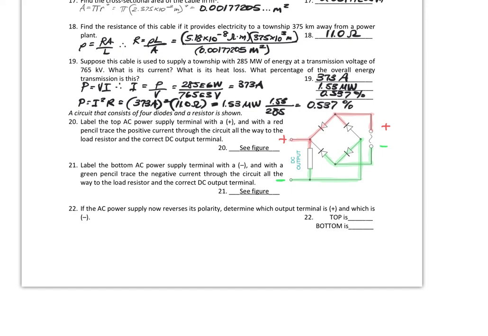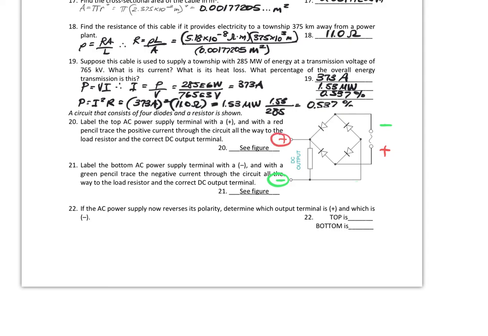But 22 says if the AC power supply reverses polarity, what happens to the output terminals? Output terminals are going to remain the same. That's the entire point of a diode bridge. Let me show you why. That's the point of an alternating current, that the positive and the negative terminals alternate. But notice that I left the original positive and negative terminals there, and you're going to see that they stay the same.